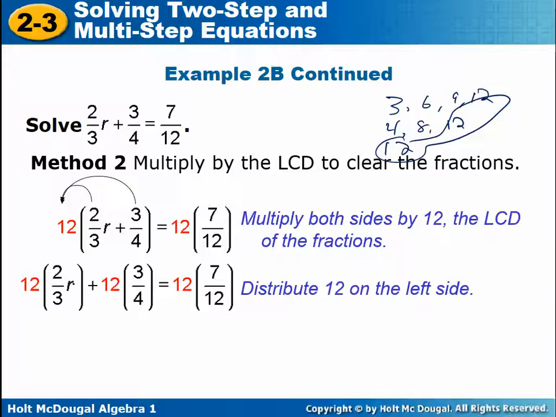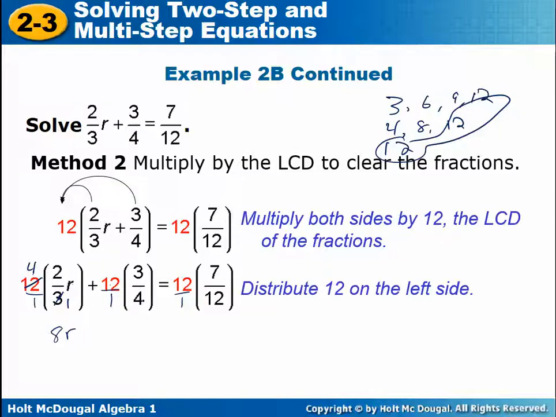12 times 2/3 r plus 12 times 3/4 equals 12 times 7/12. And I'm going to again put the 1 under the 12. And then I'm going to cancel. I'm going to simplify before multiplying. 3 is a factor of 12. 3 divides into 3 one time. 12 divided by 3 is 4. 4 times 2r is 8r.